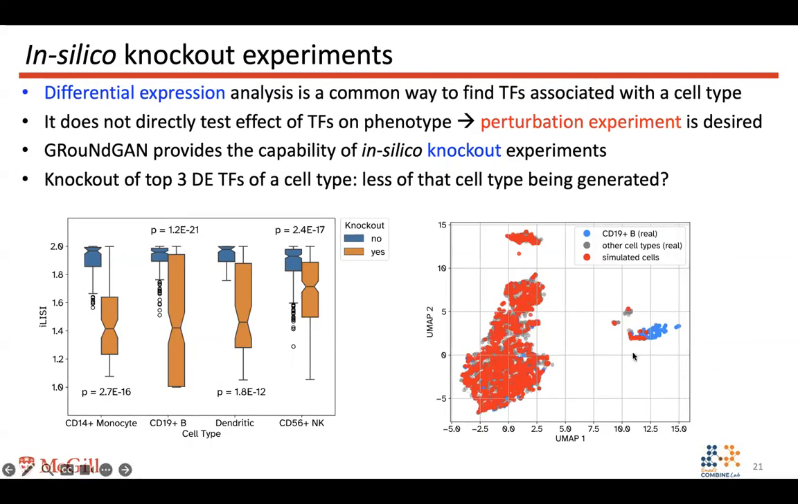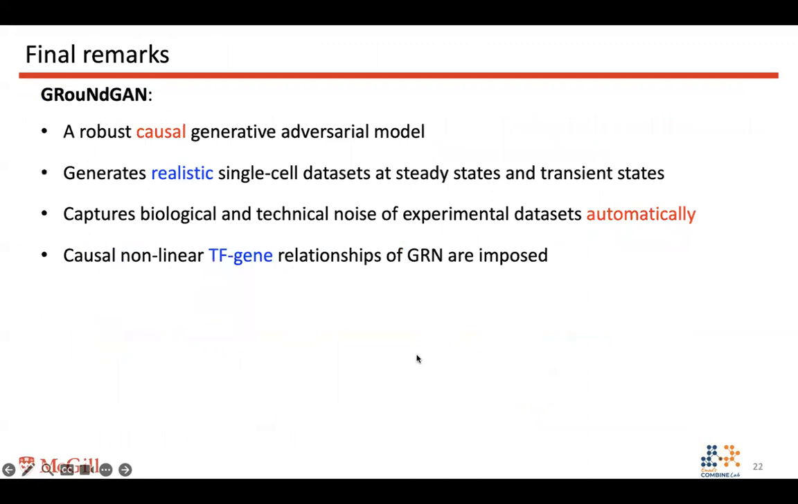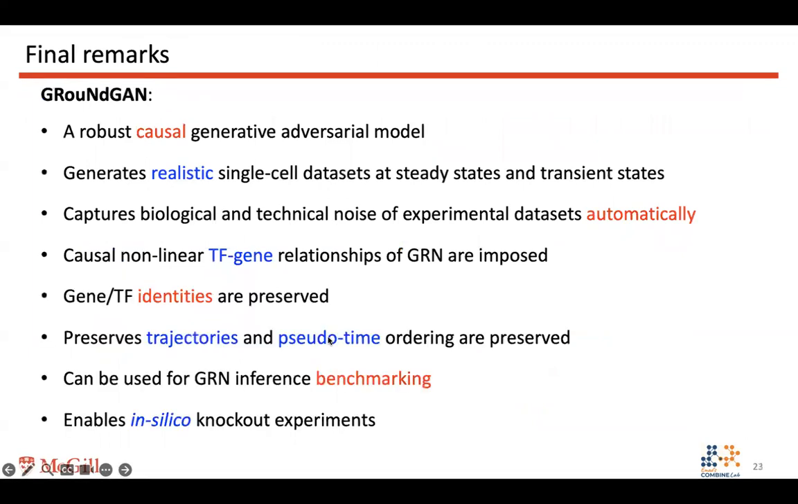Here, for example, even though originally we simulated data in this island, after the knockout of the top TFs corresponding to the cell types here was performed, much fewer cells in this region were generated by GRouNdGAN. And we also could quantify this by looking at the distribution of ILC values. So here I introduced GRouNdGAN, which is a causal generative adversarial model that automatically generates realistic single-cell data sets, captures TF-gene relationships, preserves TF-gene identities, trajectories, and pseudotime, and can be used for benchmarking GRN inference methods, in silico knockout experiments, or other applications.